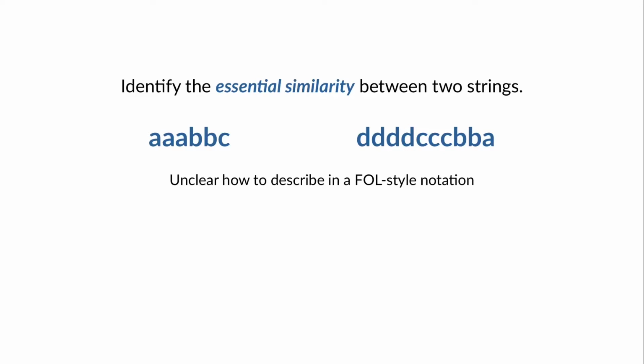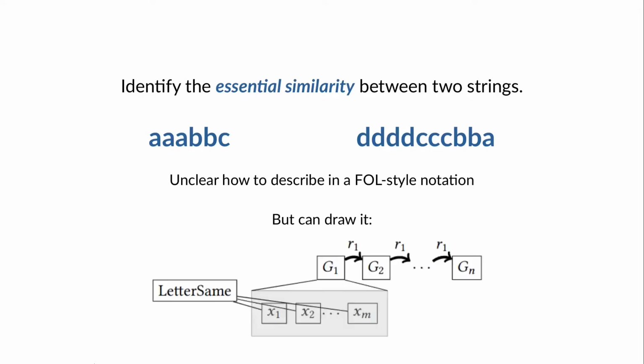However, letter strings are not always so simple. If we consider comparing these strings, for example, it's not clear how to describe their fundamental similarity in any kind of reasonable first-order logic notation. With that said, most people can draw the essential similarity in a diagram like this one. In this drawing, we characterize these strings as having groups of letters, where within each group the letters are all the same, and between the groups some relation R holds. In the first letter string, for example, this R might be that the groups are successive letters going rightward, while in the other string they might be successive letters going leftward.